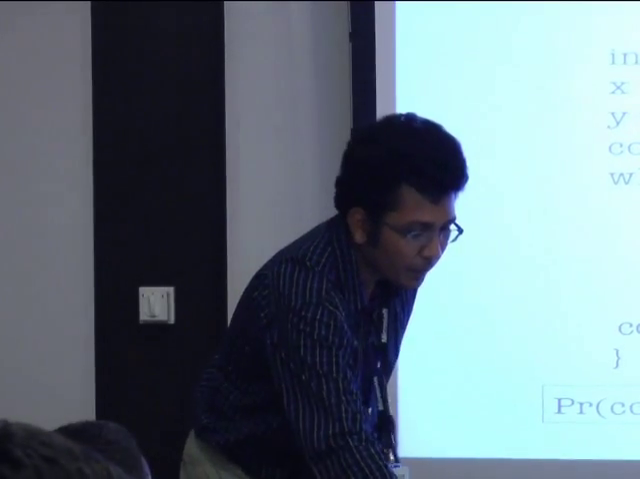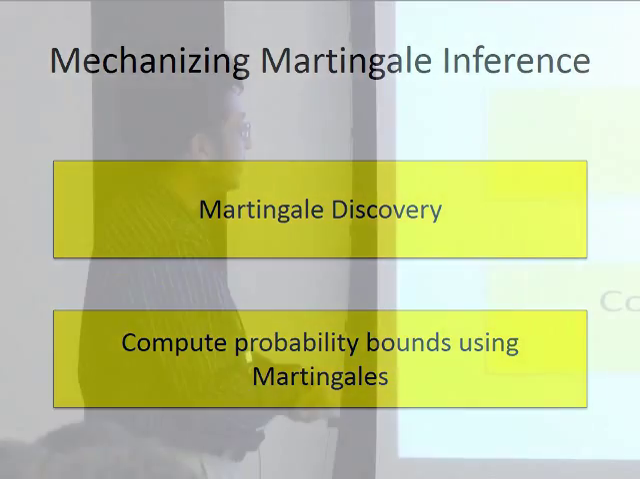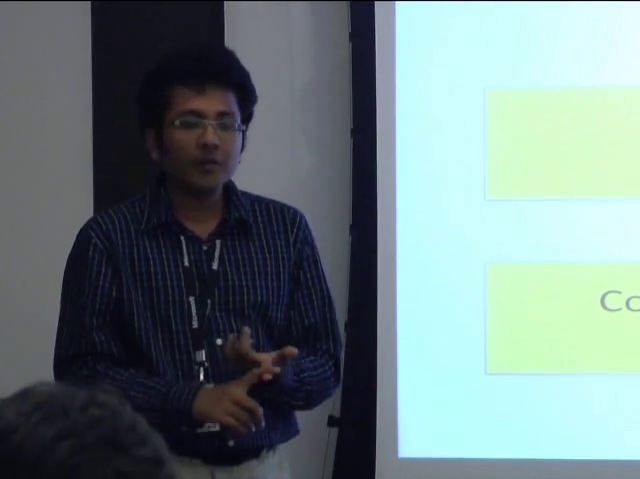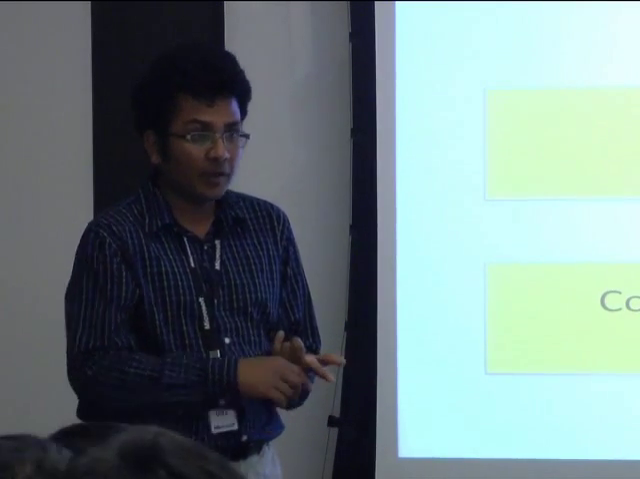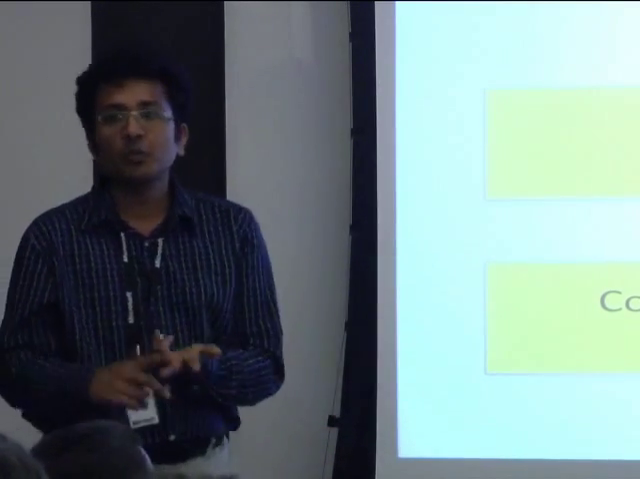So that's the hope. So let me very quickly go through this part because I'm already running out of time. So we can talk about two things: mechanizing the discovery of martingales. How do you find these martingales in the first place without having to provide them? And computing the probabilities using bounds. So those are two things we have to mechanize.